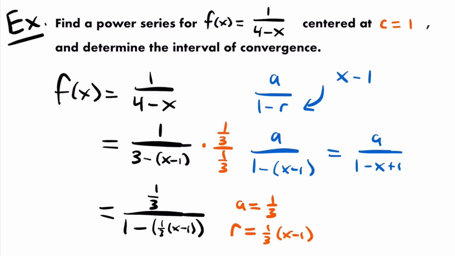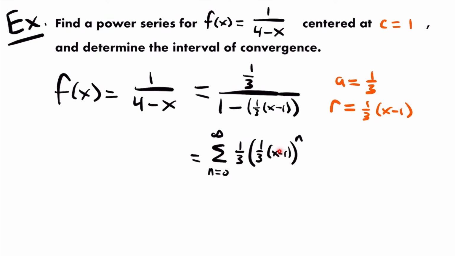And so our power series will be equal to the sum from n equals 0 to infinity of a, which is 1/3, times r to the power of n. So we'll have 1/3 times x minus 1 to the power of n. This is the power series centered at 1 that represents this function. But we can simplify it a little bit to make it a nicer power series to look at. So if I clean up my work, we can take each of these parts to the power of n. So we'll have 1/3 to the power of n and x minus 1 to the power of n. And this will be equal to the sum from n equals 0 to infinity of 1/3 times 1/3 to the power of n times x minus 1 to the power of n.